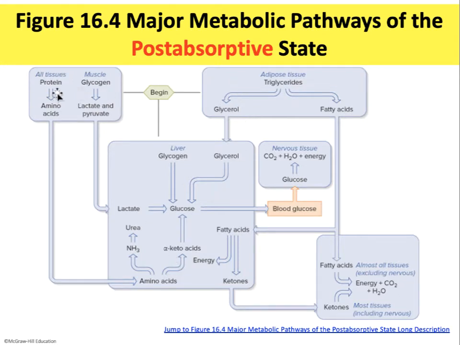Proteins are mobilized by all tissues and fed into the circulation as amino acids. Muscle glycogen may be converted to lactate and pyruvate through muscular activity, and that then has to be converted to less toxic material by being transported to the liver. It can be reconstituted into glucose, and that glucose then can be supplementing the glucose levels in the blood.